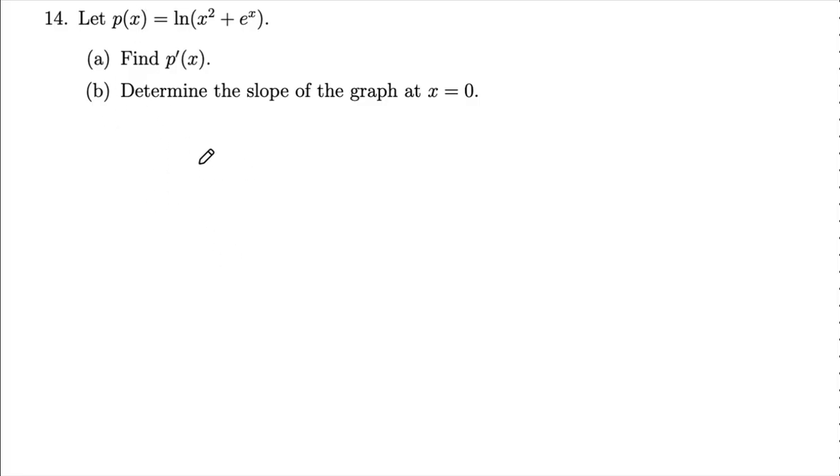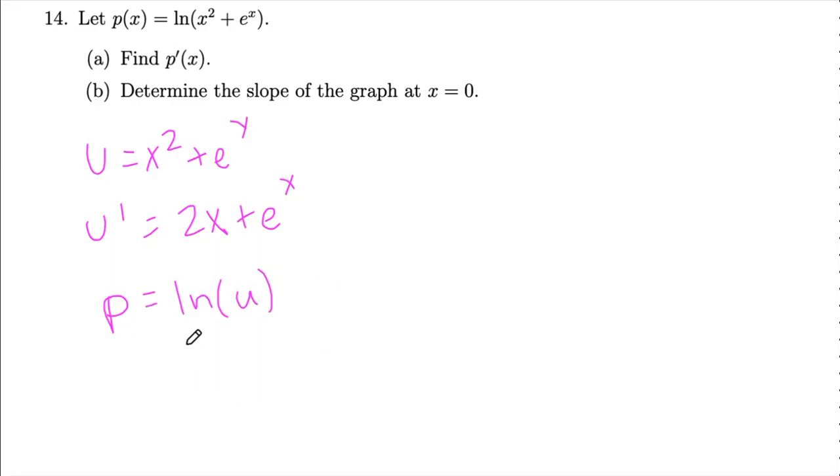Okay, number 14 gives us p equals the natural log of the quantity x squared plus e to the x. In order to do this, again, we are going to have to use the chain rule. So let u equal x squared plus e to the x. Let's get u prime, which would give us 2x plus e to the x. Then let's rewrite p in terms of u and take the derivative using the chain rule. That would give me 1 over u times u prime.